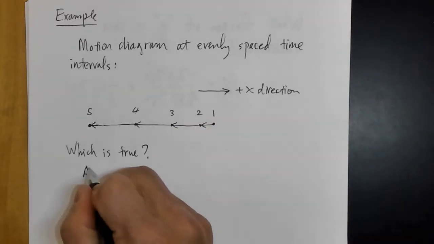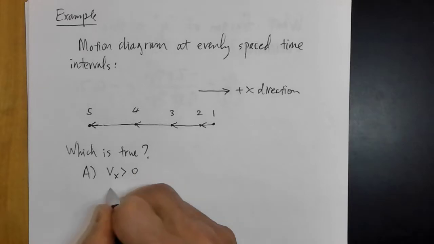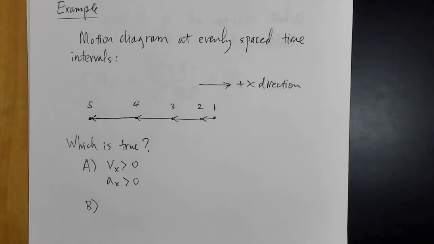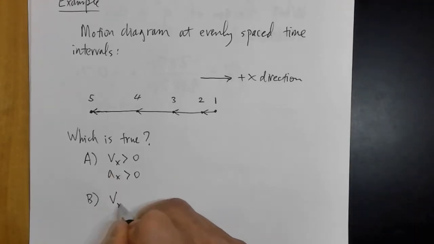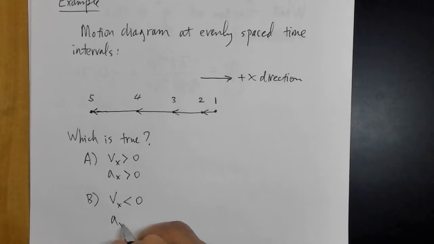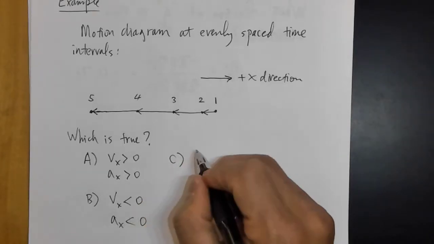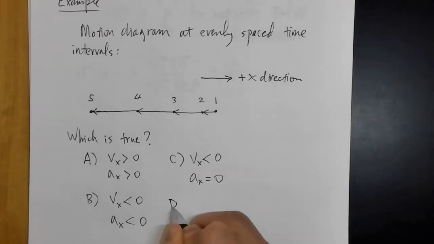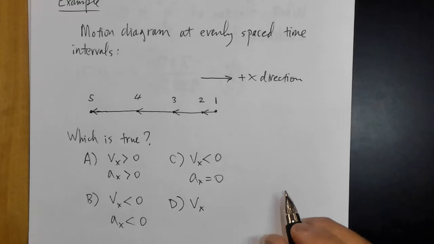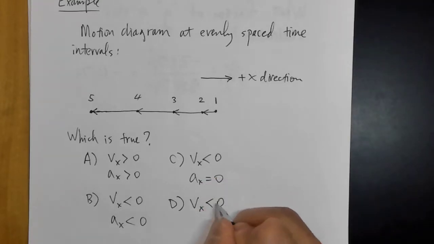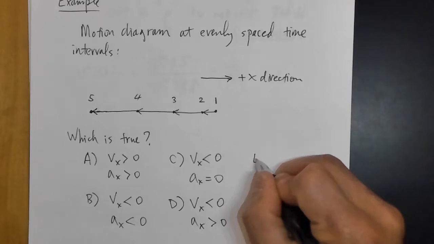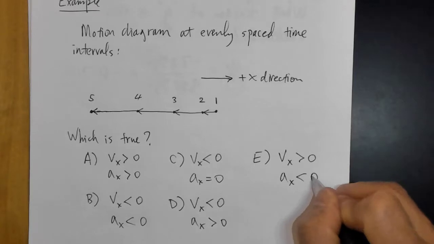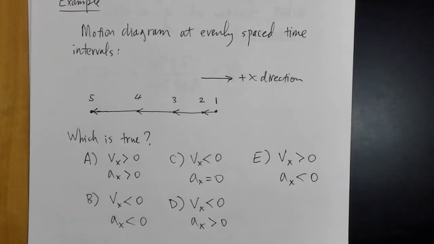A is Vx greater than 0, Ax, acceleration, greater than 0. B, Vx is less than 0, Ax is less than 0. C, Vx is less than 0, Ax is equal to 0. D, Vx is less than 0, Ax is greater than 0. Or E, Vx is greater than 0, Ax is less than 0. Okay, go ahead and make your choice.